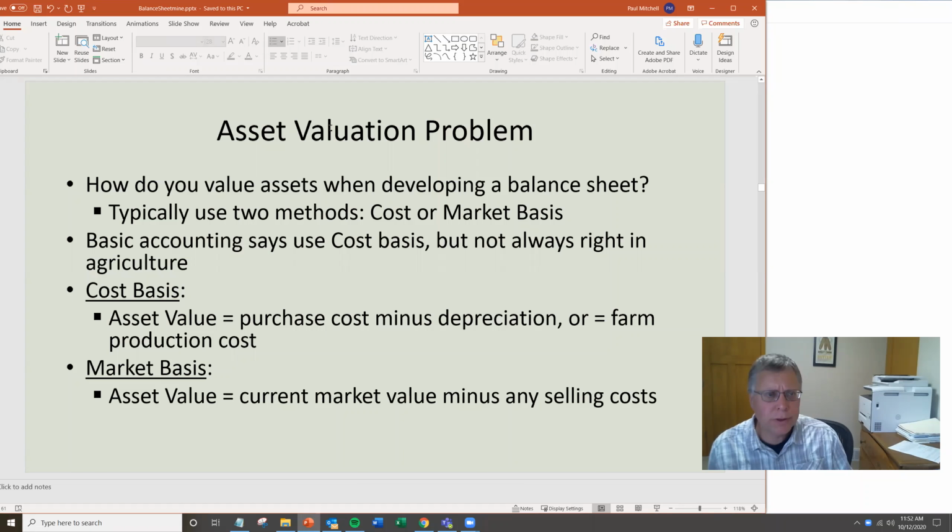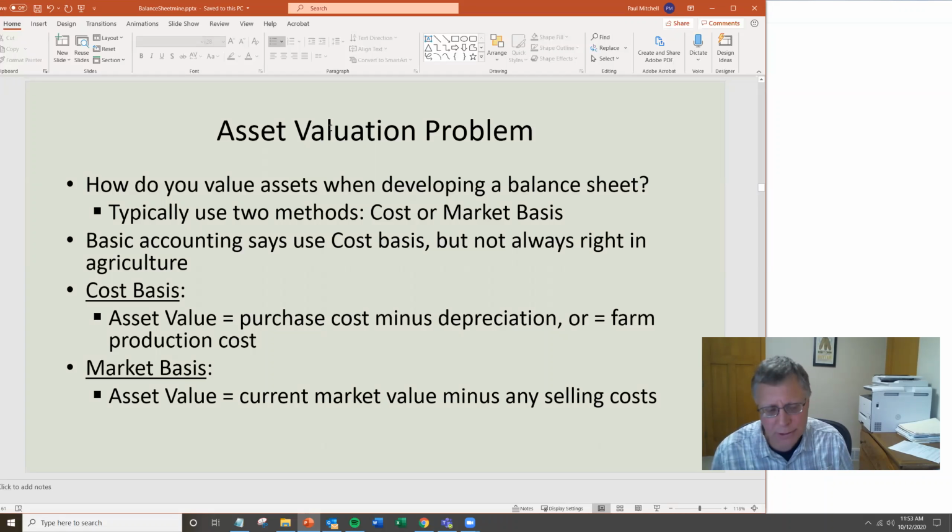In this section, we're going to talk about the asset valuation problem. There's really two traditional methods when you are developing a balance sheet. On the left-hand column are all your assets, but where do you get those values? What we talk about are a cost basis and a market basis balance sheet. How you come up with the value of those assets using the cost basis is the cost of what it took you to buy them, minus any depreciation you've claimed, or the cost it took you to produce them for farm assets you produced, let's say a milk cow that you raised. That's the cost basis balance sheet.